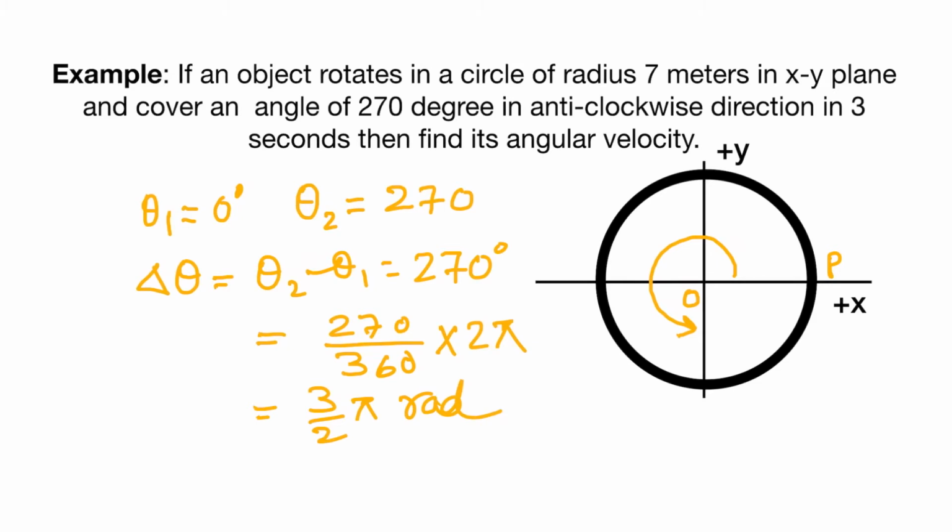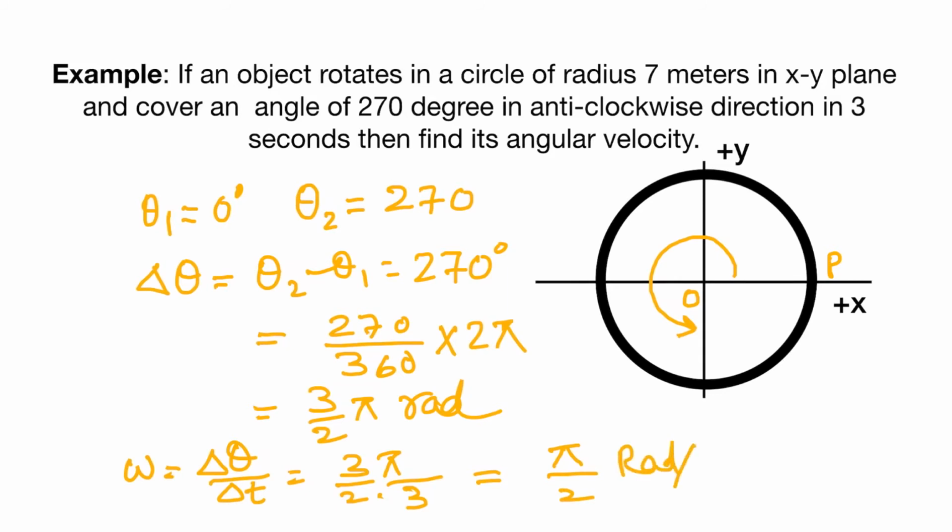And this angular displacement happens in 3 seconds. So the angular velocity omega is equal to del theta by del t, which is equal to 3 by 2 pi divided by 3 seconds. So this will be equal to pi by 2 radians per second. So the angular velocity of the object is pi by 2 radians per second in anti-clockwise direction, which is a positive direction.